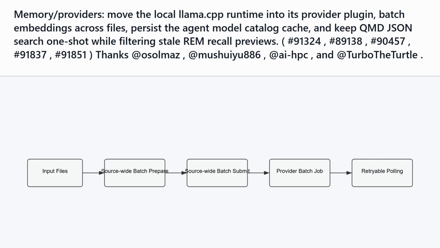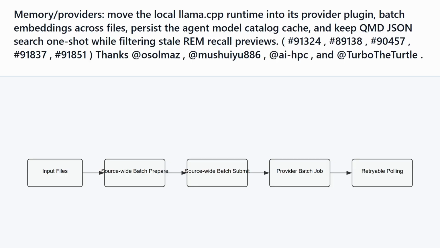This release improves memory indexing performance and provider reliability. The OpenAI compatible batch embedding system now groups dirty memory and session files into a single provider job. It submits one source-wide batch job instead of many small ones. Batch polling becomes more resilient with retriable status checks and exponential backoff.